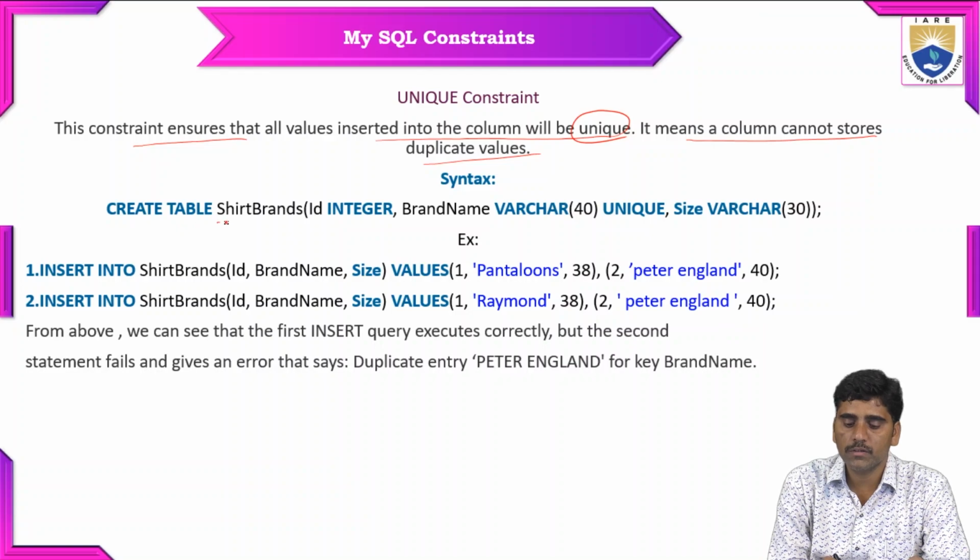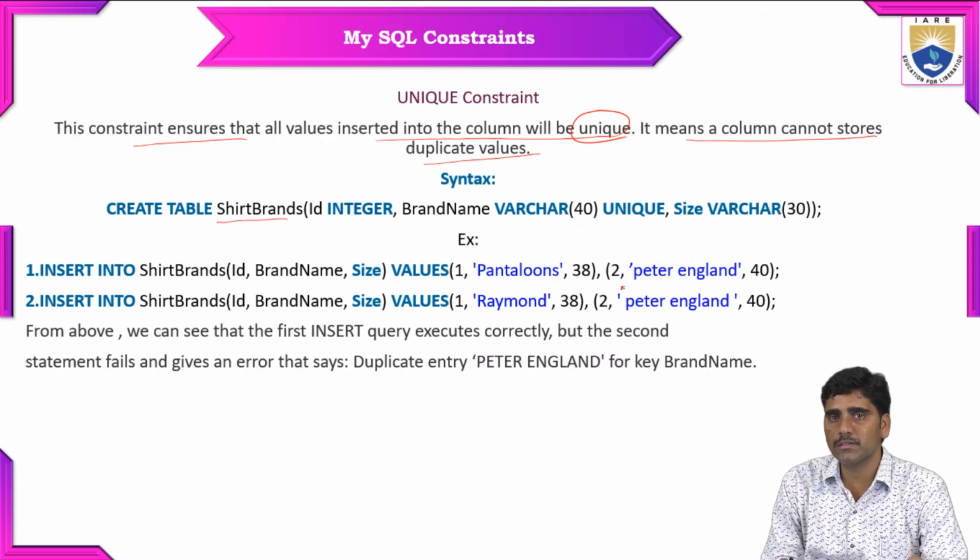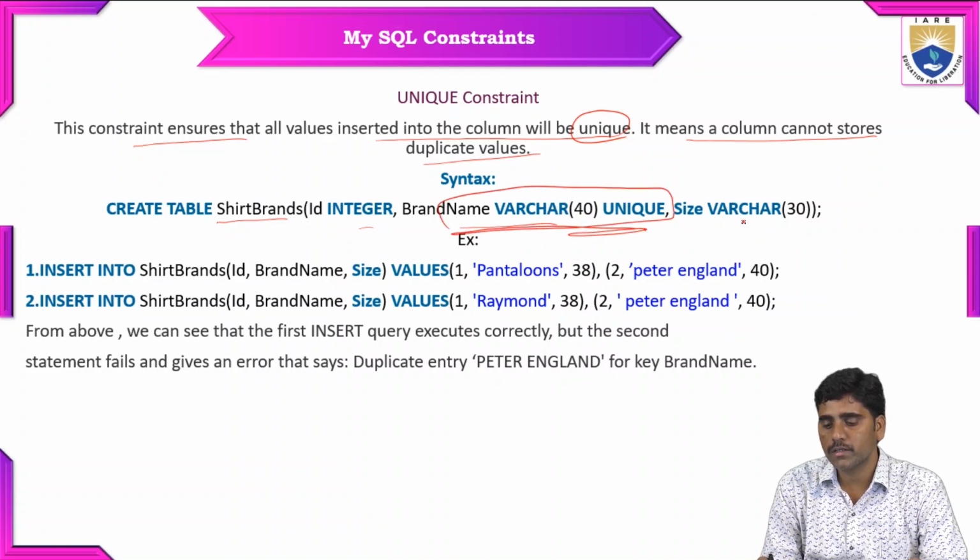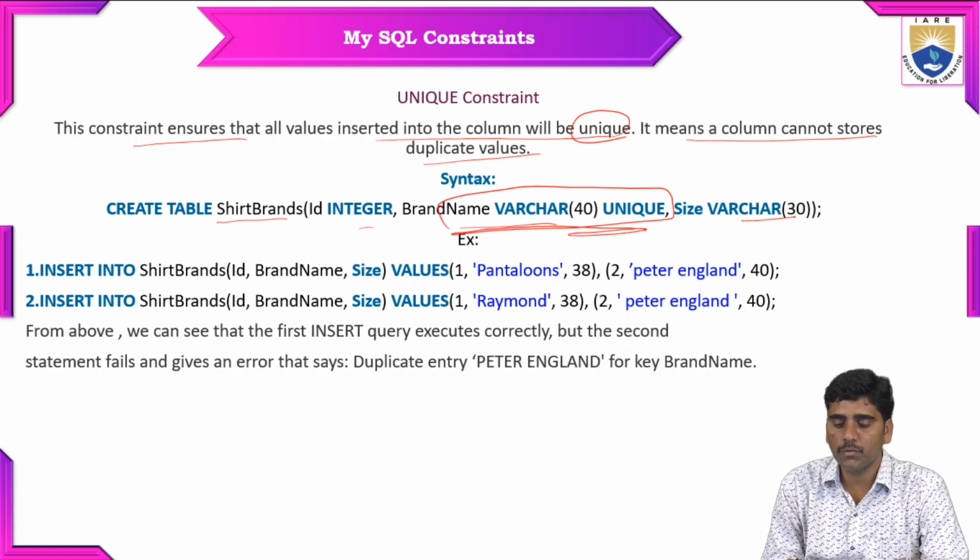So here, create table shirt brands. Shirt brands is the table name. Here it is created with an integer ID, brand name unique, and size varchar. So now the brand name is unique. That means you are not able to insert the same brand value again. At that moment, if you try to, it shows an error.